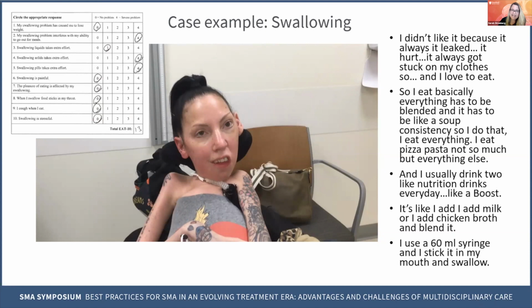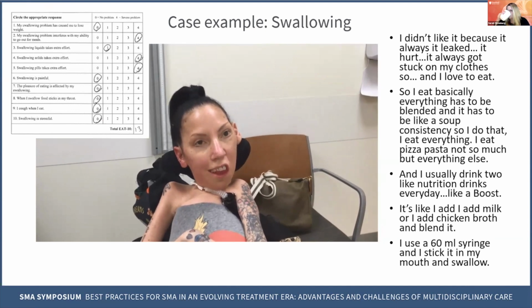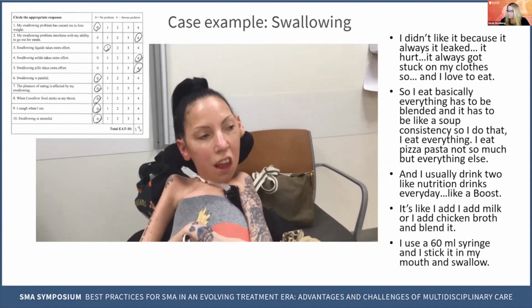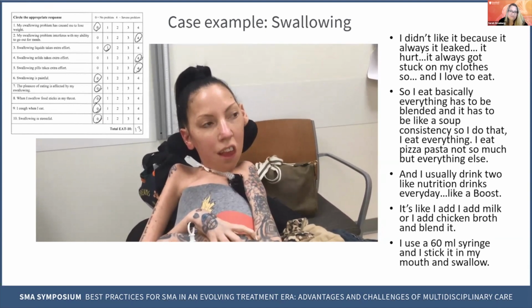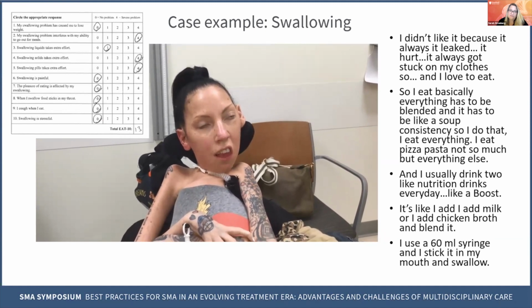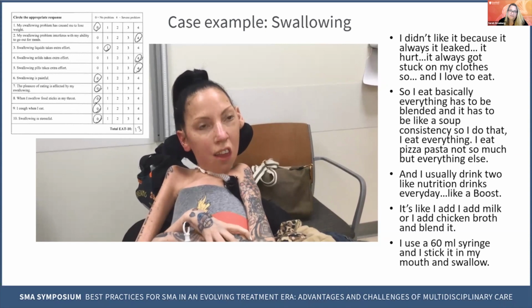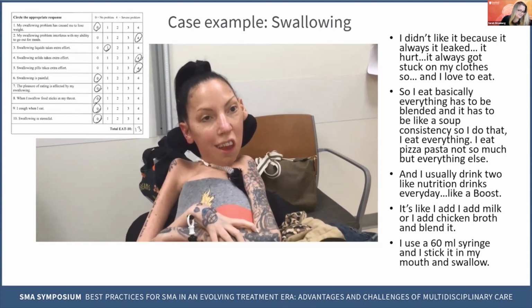I've got the transcript there, and I also have her EAT-10 up in the corner there, just for reference. Wonderful. And then I wanted to ask you about your swallowing. So I do see that you had a feeding tube when you were much younger, and that was just discontinued when you were 18? I didn't like it because it hurt, it always got stuck on my phone, and I love to eat. Okay, very, very important information.